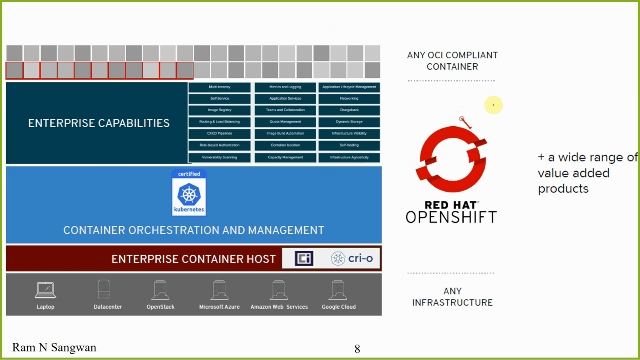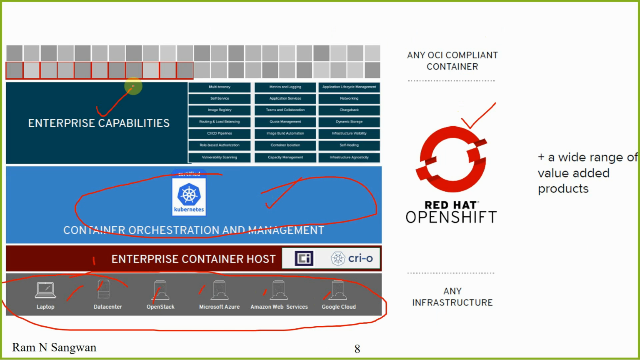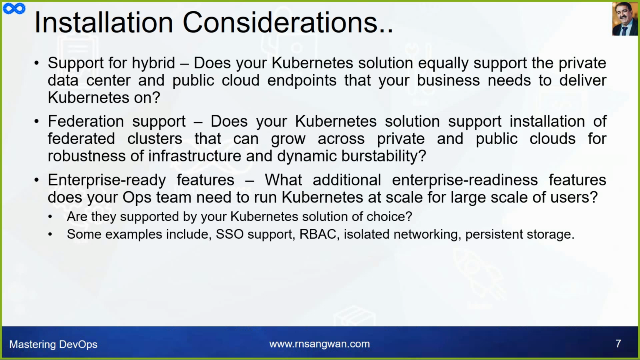OpenShift gives you this kind of car, where you choose the location where you want to deploy it: laptop, data center, OpenStack, Azure, Amazon, Google Cloud, anywhere. Then container host, then orchestration and management, that is the engine. And this is the car, that is the features offered by any car, multi-tenancy and all those features which were listed. And that is the container part. Not only Docker, Podman or anything is supported. Any OCI compliant container management system can be used here. If Kubernetes is the engine, we need a car.